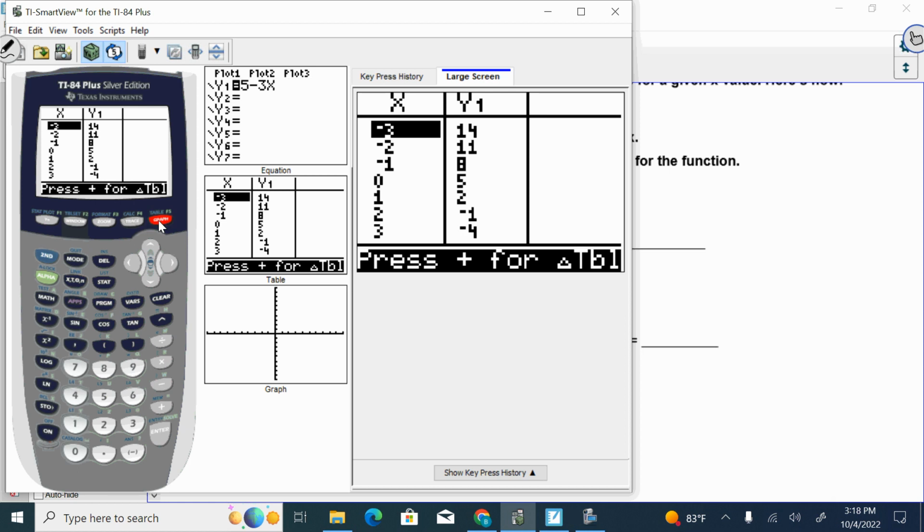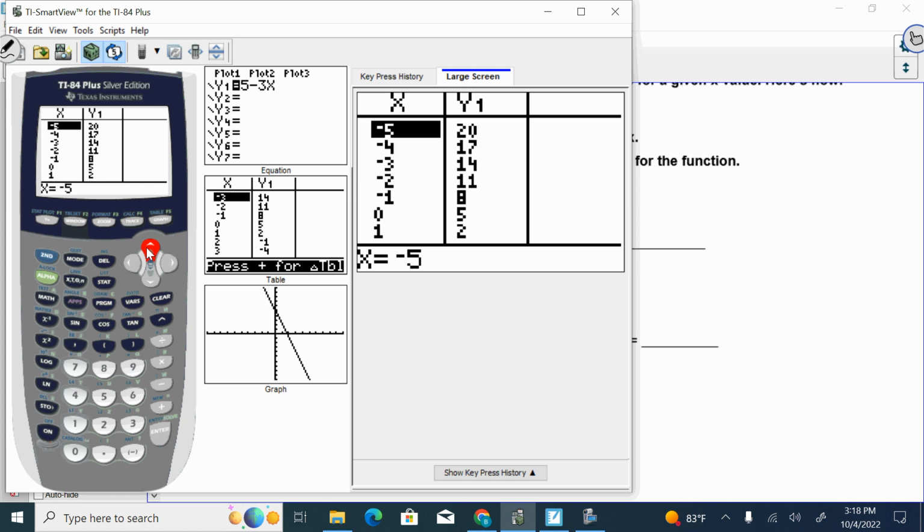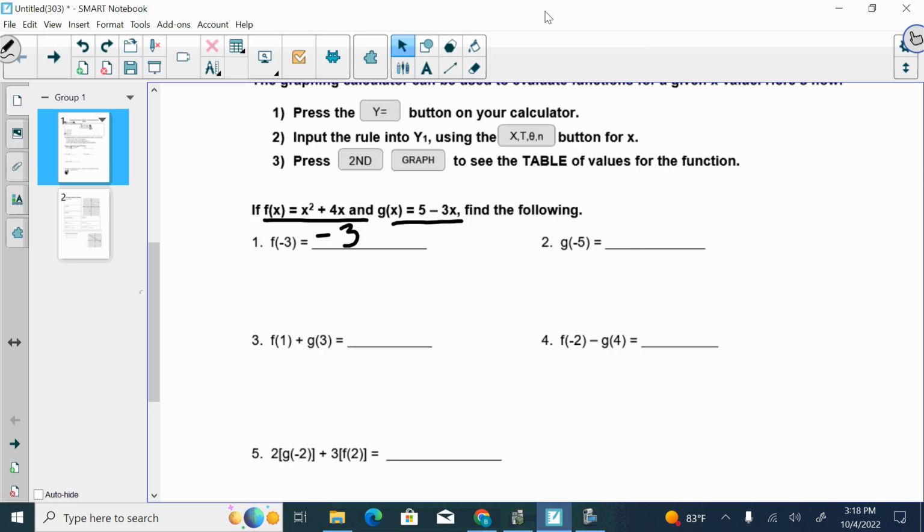They said they want g of -5, so I scroll to where x is -5, and what does it say the answer is? 20. All right.